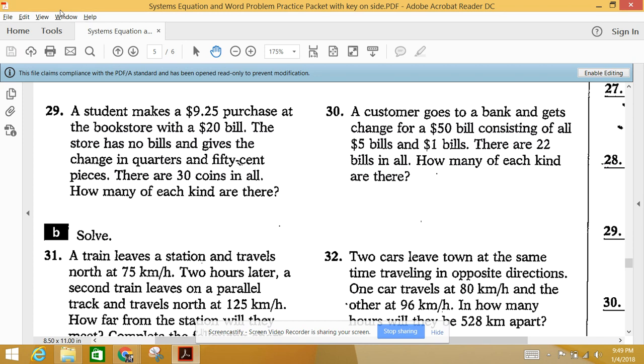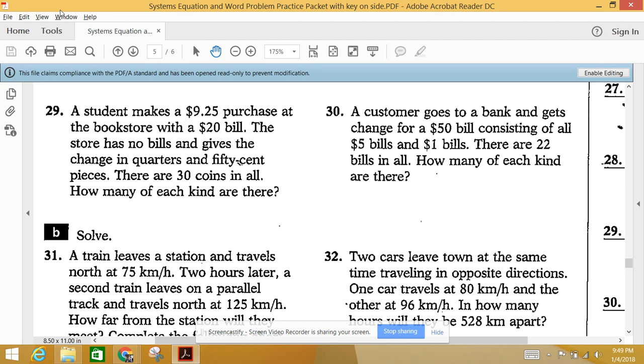So we have a customer who goes to the bank and gets change for a $50 bill. They gave them a $50 bill, and they got some $5 bills and some $1 bills. They got a total of 22 of those bills, but we don't know how many are $5 bills and how many are $1 bills. We just know there's 22, and we know that the total value is $50.